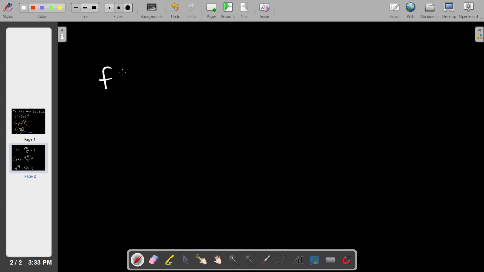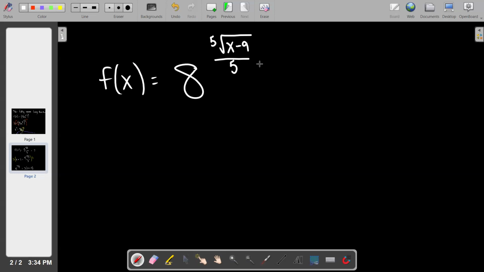F of x is equal to 8. Let me pull up your screen and then I can read it. So it looks like we have 8 to the power of some fraction. That looks really confusing, I understand. And then on top of the fraction, we have the fifth root of x minus 9. Understand that this whole thing that I'm moving my pen around is just one big exponent, right?